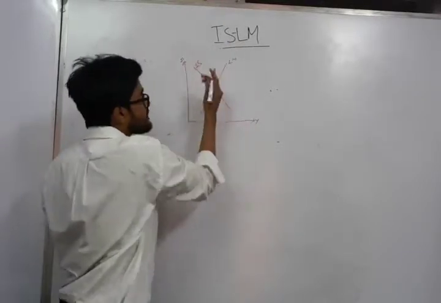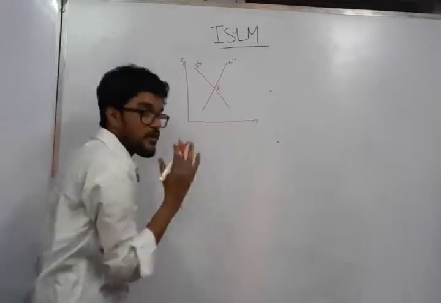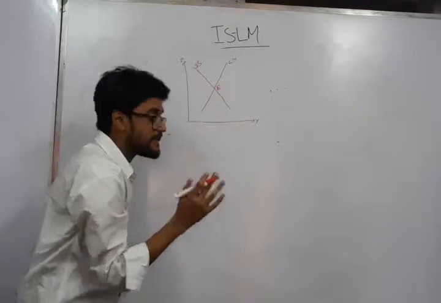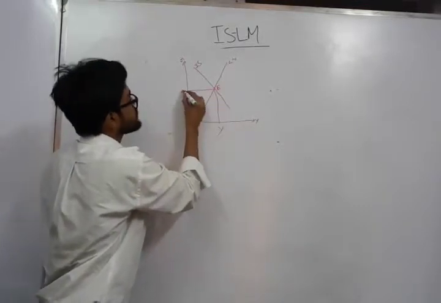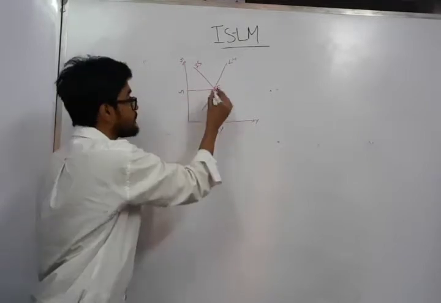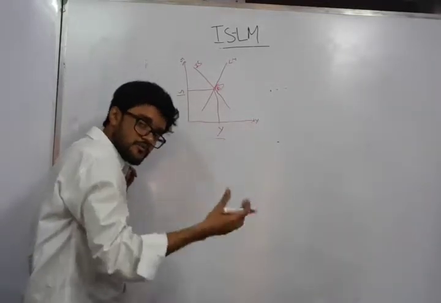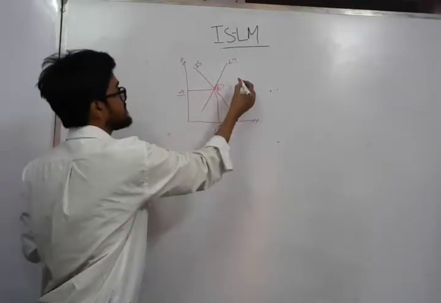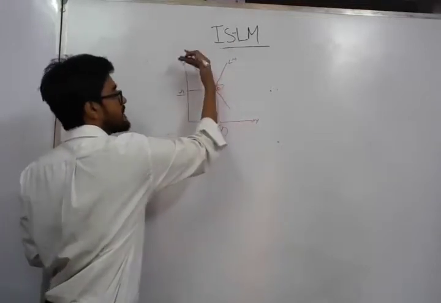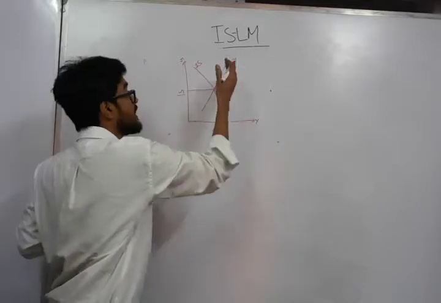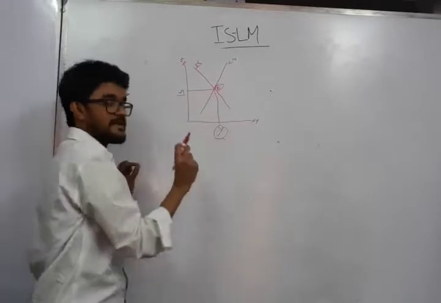When the IS curve and LM curve intersect each other at a point, say E, we call it the general equilibrium level of income and interest rate. Income can be called output as well. So this is IS-LM. First we have to derive the LM curve, then the IS curve, or the other way around, and then we have to equate these two equations to get the IS-LM model.